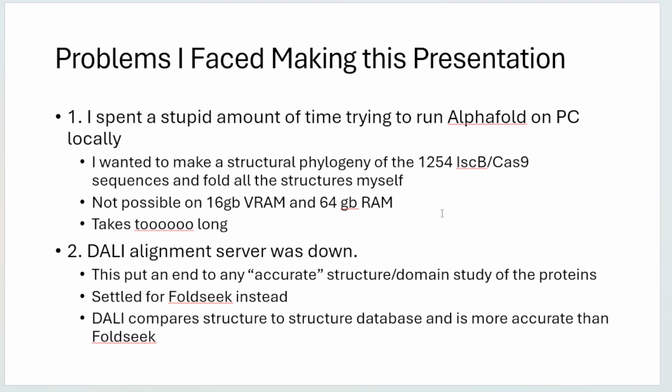I am trying to do a multi-sequence alignment, an MSA, of 1254 sequences to 2.76 terabytes of protein sequences, and eventually protein structure sequences. This is not possible on 16 gigabytes of VRAM and 64 gigs of RAM. It takes too long. So I broke up the multi-sequence alignment into 59 shards, kind of components, so that my computer can handle it appropriately.